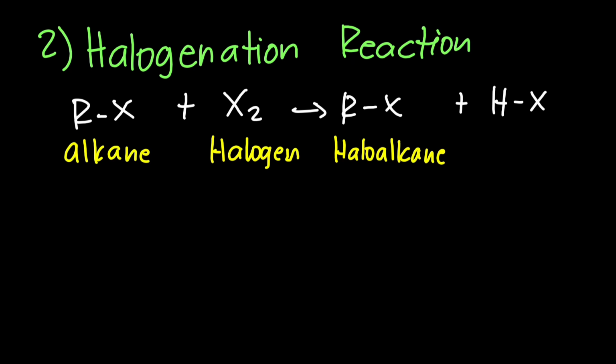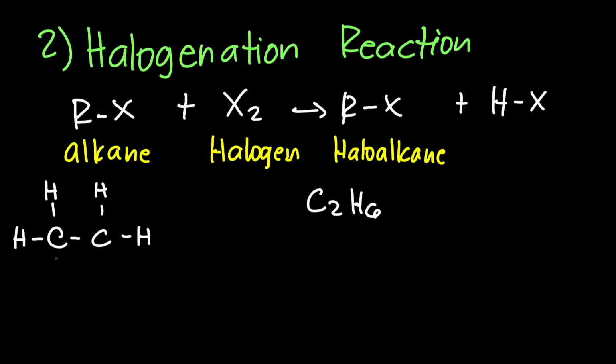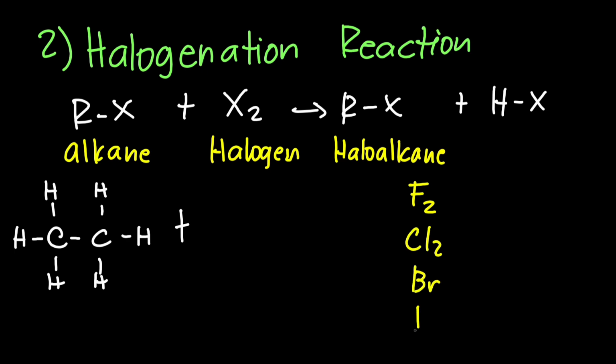Let's try some example. Let's try the halogenation of ethane, which is C2H6. But in order for you to understand how this works, let us put it into its structural formula. We have 2 carbon here, and we have 6 hydrogen. So this would be the structural form of ethane. And let's add a halogen. We have 4 halogens in here, which are fluorine, chlorine, bromine, and iodine.